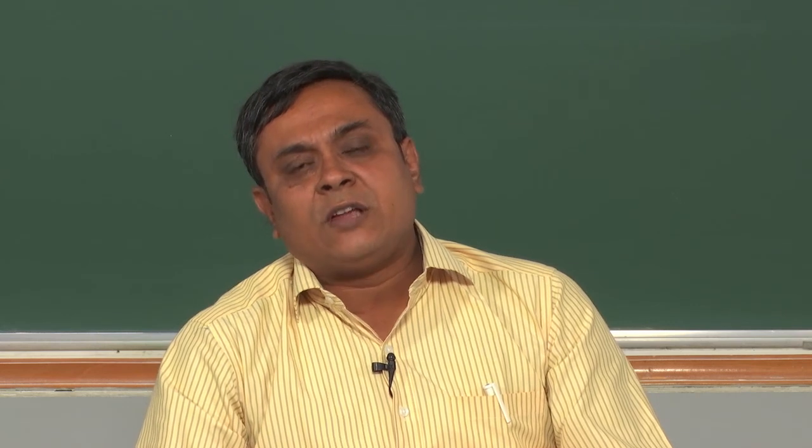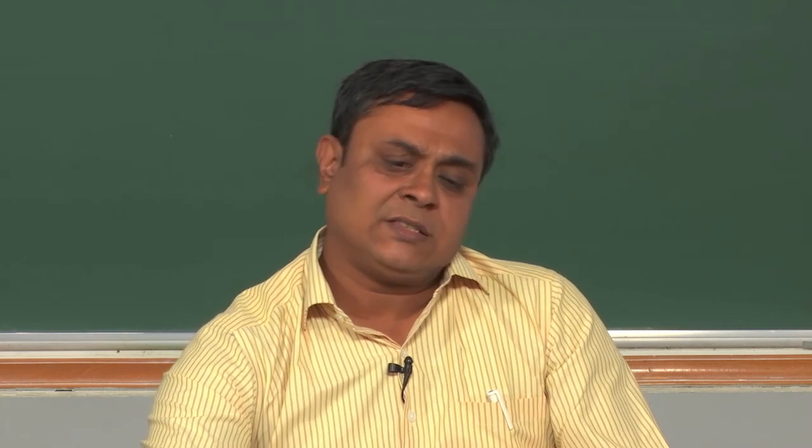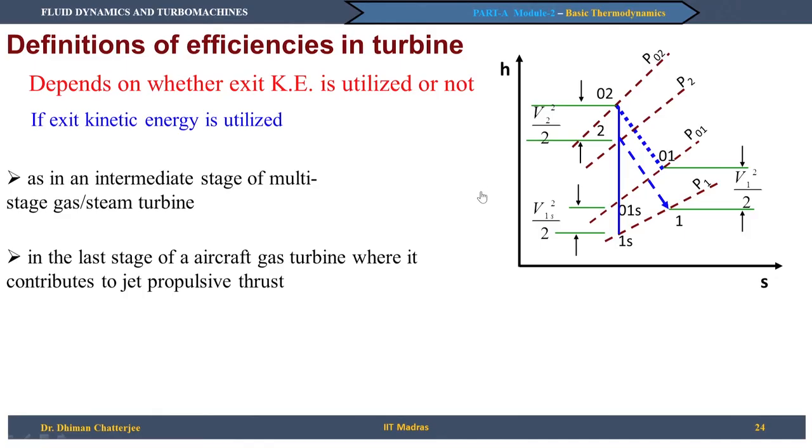Or else, if we talk about an intermediate stage in a turbine, the kinetic energy that is left out from one stage will go to the next stage and is also utilized, it is not wasted. Hence, in this case, we can say that the exit kinetic energy can be utilized in two cases: as an intermediate stage of a multi-stage gas or steam turbine, and in the last stage of an aircraft gas turbine, where it contributes to jet propulsive thrust.